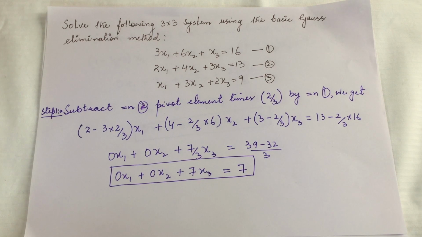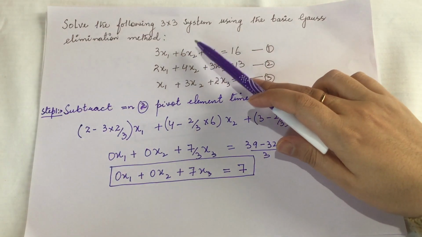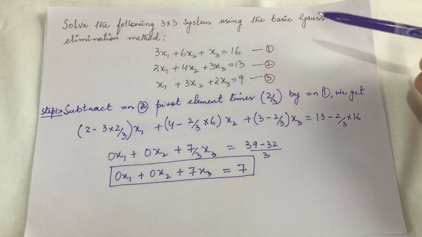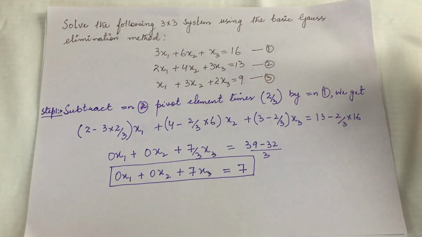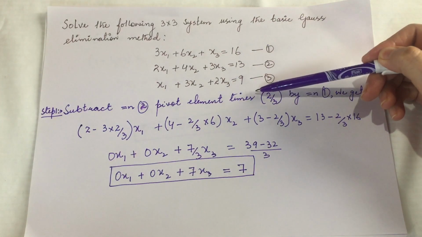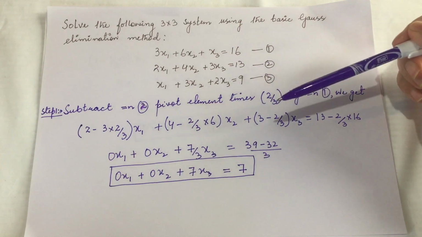Hello students. In my previous video I have already explained how the basic Gauss elimination method works. Today we will take an example and try to explain how we can get the values of the unknowns from these equations. Let us take an example: solve the following 3x3 system using the basic Gauss elimination method. We are given three equations and we have to get the values of three unknowns.